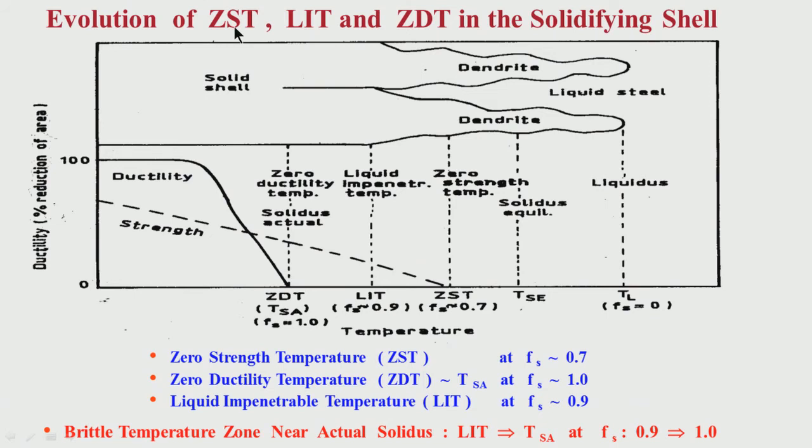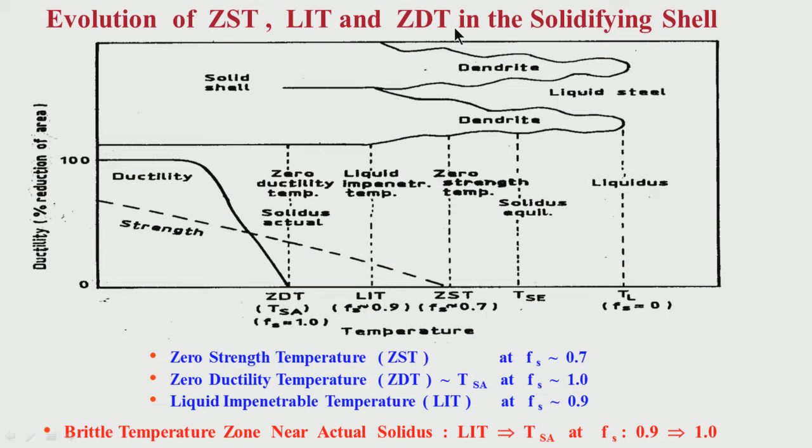The strand initially is totally liquid and solidification is starting at the meniscus level. As you go down the continuous caster, the solid shell is increasing in thickness, but still there is liquid. So it is the strand which is important. In the solidifying shell or the strand, what is the temperature when the strength is first evolving? What is the temperature when the ductility of the strand is first evolving?